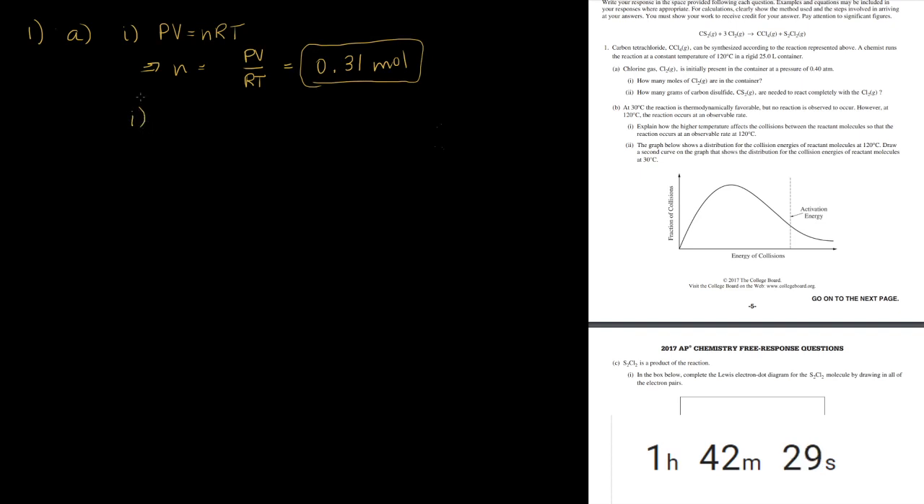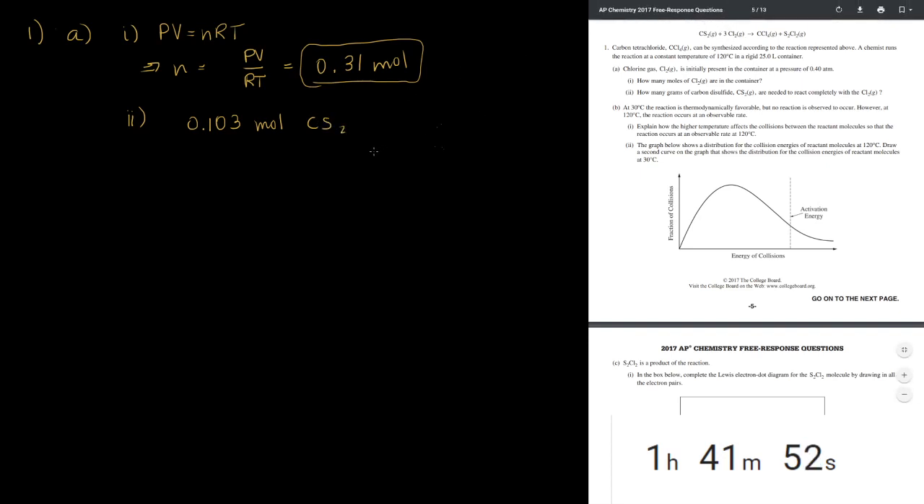We're pirates now. II. Okay, how many grams of carbon disulfide are needed to react completely with the Cl2? Okay, so we have a mole ratio of 3:1 here, which means that we're going to need 1/3 the moles of CS2. So if I divide the number of moles for chlorine I have by 3, we're going to need 0.103 moles of CS2, because for each mole of CS2 we get rid of 3 moles of chlorine.